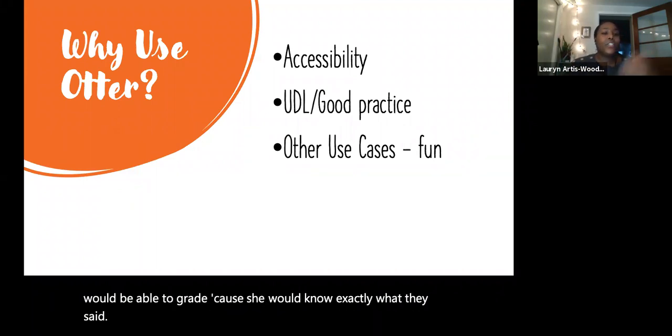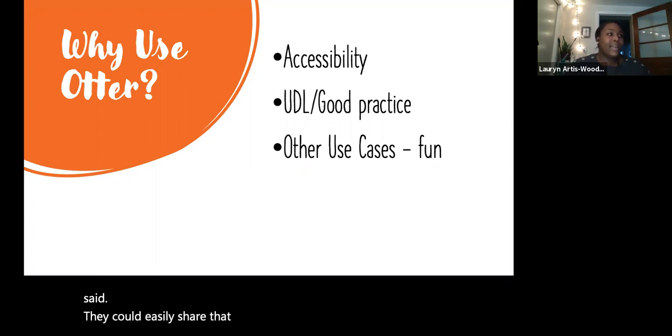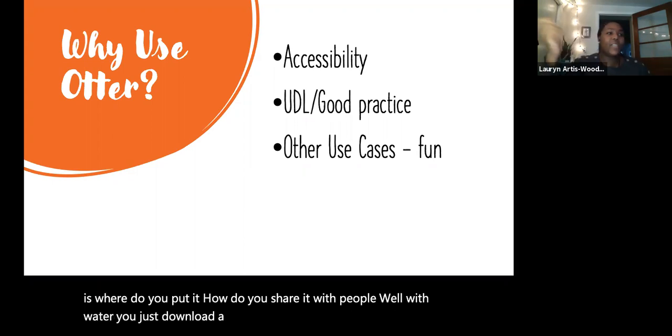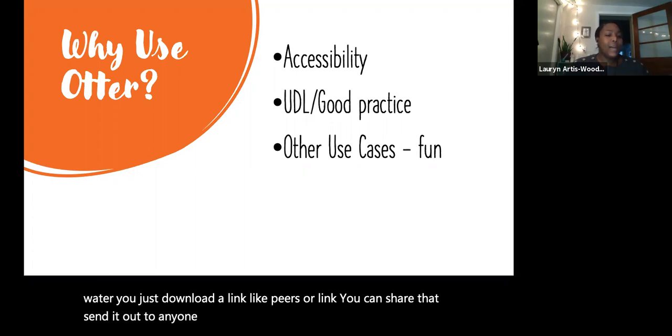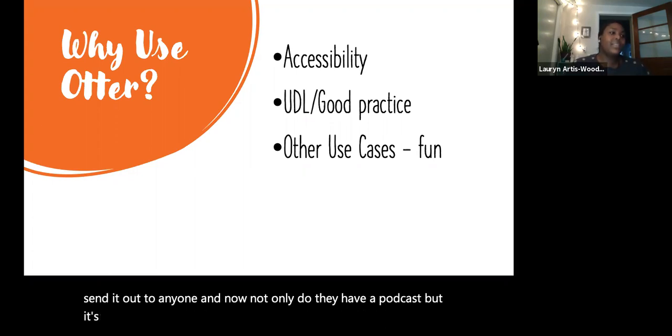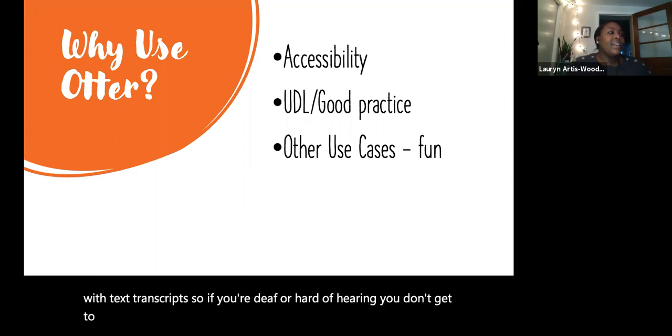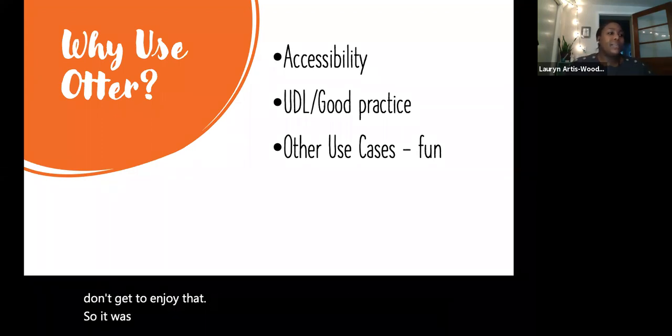They could easily share that recording. So the biggest thing with podcasts is, where do you put it? How do you share it with people? Well, with Otter, you just download a link. Like, here's your link. You can share that, send it out to anyone. And now not only do they have a podcast, but it's an accessible podcast. So a lot of podcasts out there don't come with text transcripts. So if you're deaf or hard of hearing, you don't get to enjoy that. So it was also teaching students about accessibility.